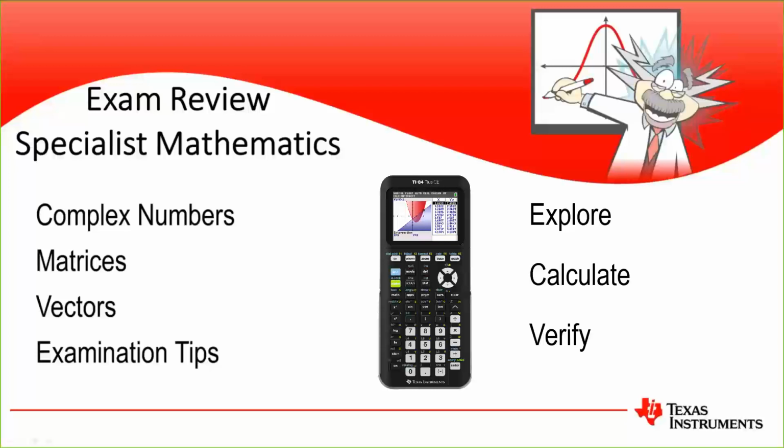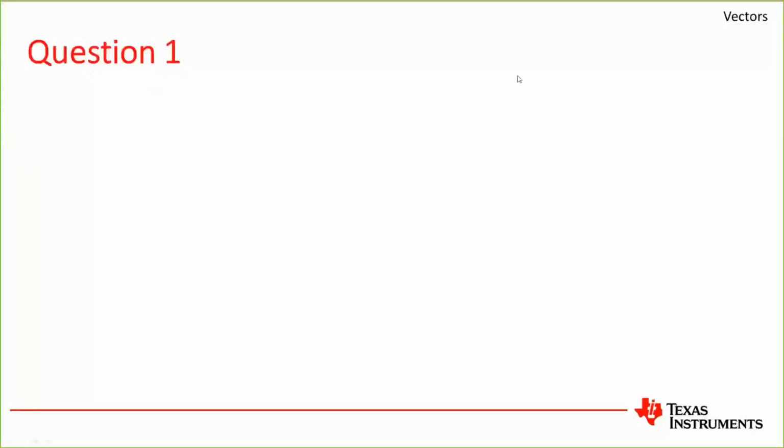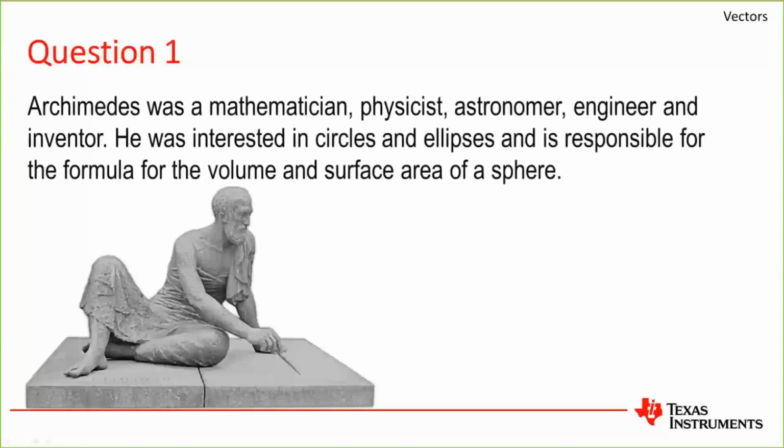So let's get started. In our first question, I'll attribute this one to Archimedes. We'll do a little bit of background. Archimedes was a mathematician, a physicist, astronomer, engineer, inventor, a range of talents. And he was particularly interested in circles and ellipses, possibly because his father was an astronomer. So, what's with the question?